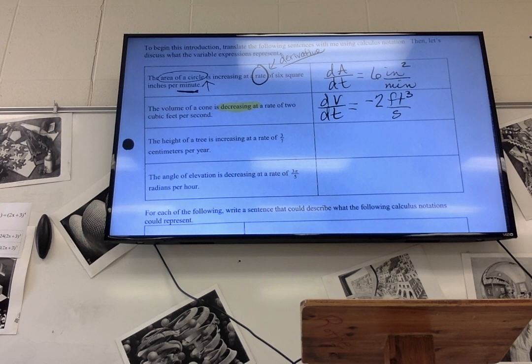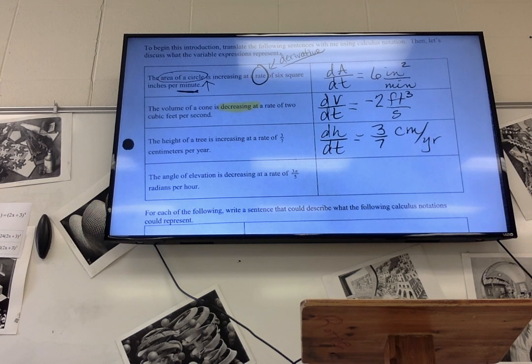Okay. Who wants to tell me the height of a tree? What's that one going to look like? Yes, Caleb. dH over dt. Yep, but how do we say that? dH dt. And equals what? Somebody else. 3 centimeters over years, or you can say per year. Either way is fine. Good. And it's positive because it's increasing.